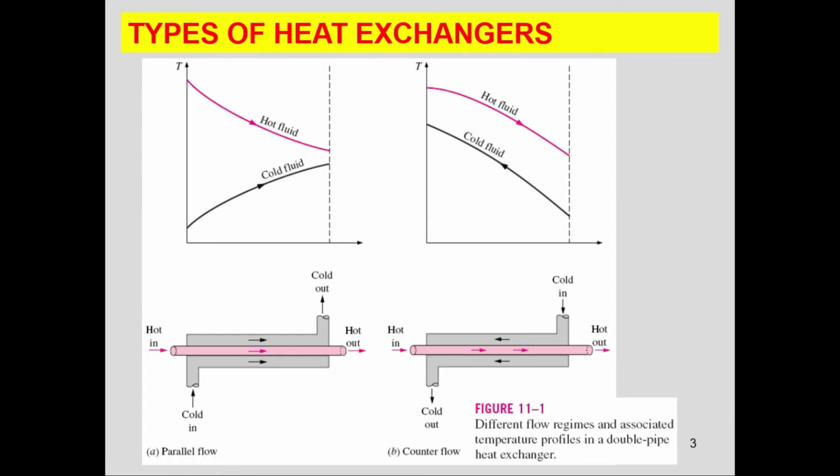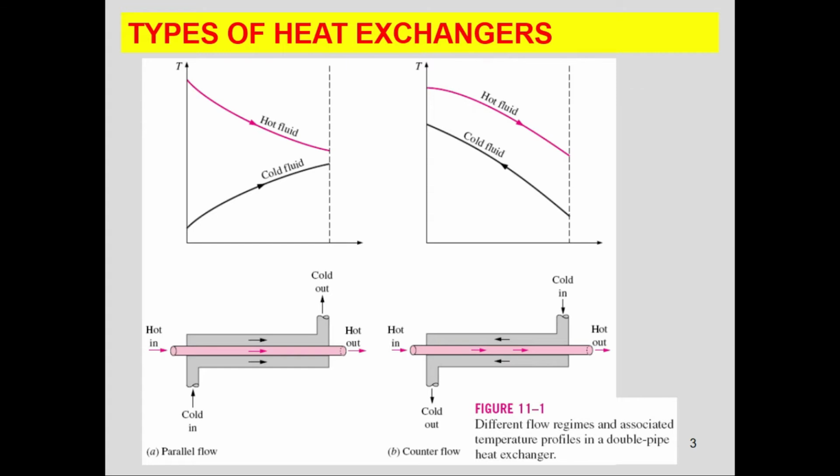One fluid in the double pipe heat exchanger flows through the smaller pipe, while the other fluid flows through the annular space between the two pipes. What is the annular space? If this is the inner pipe and this is the outer pipe, the space between the outer and the inner pipe is known as the annular space, right? So two types of flow arrangements are possible in a double pipe heat exchanger.